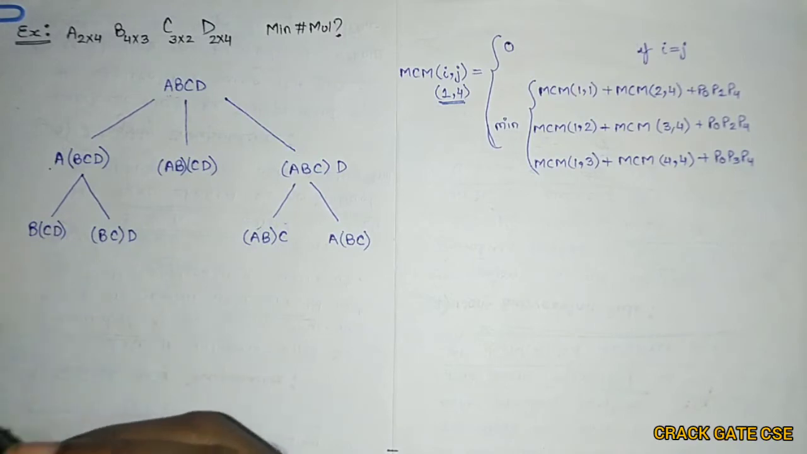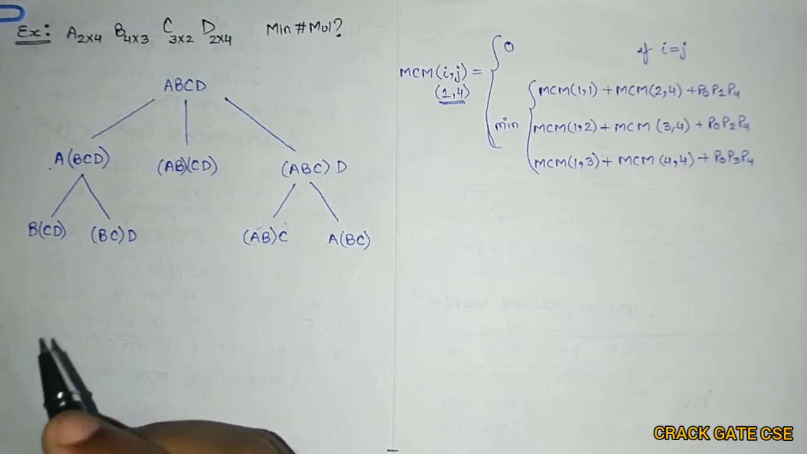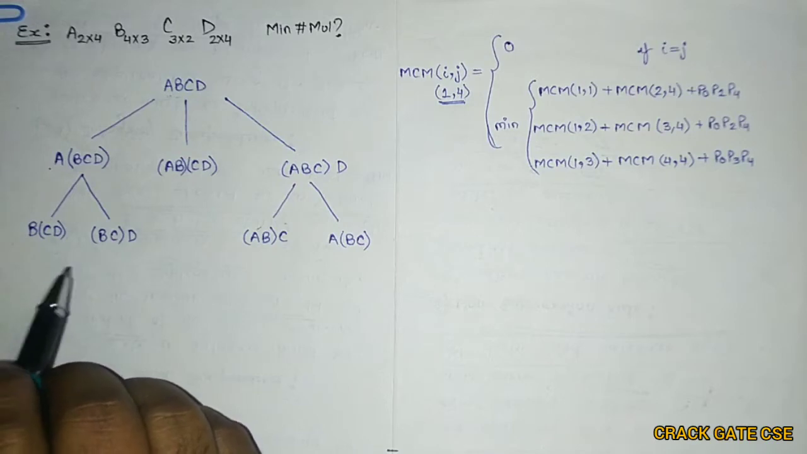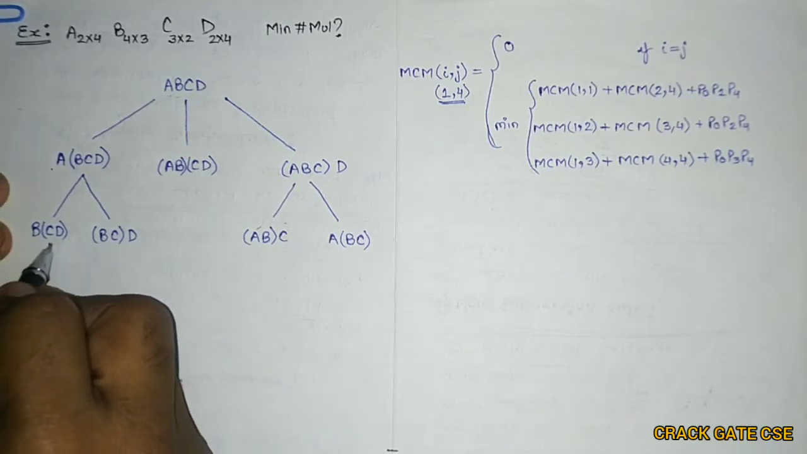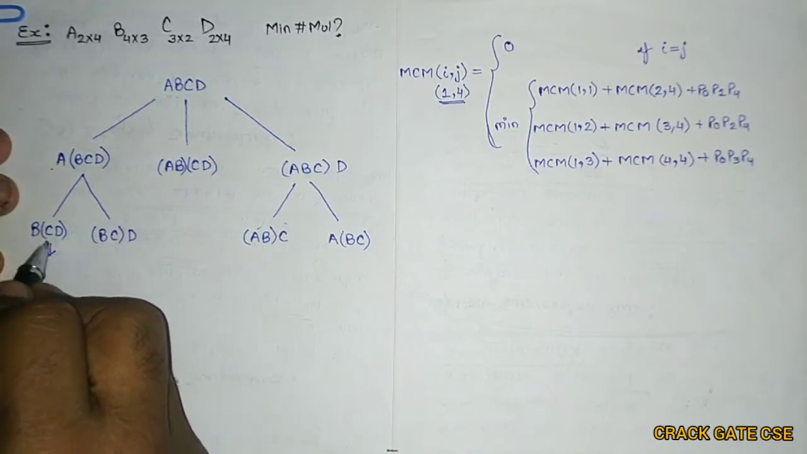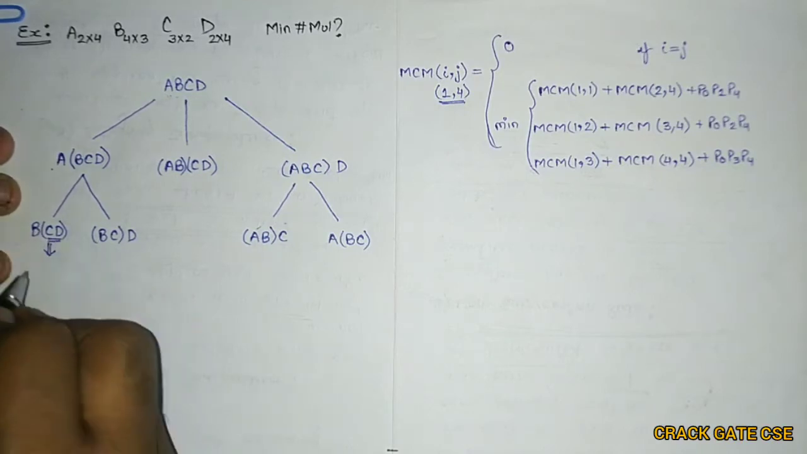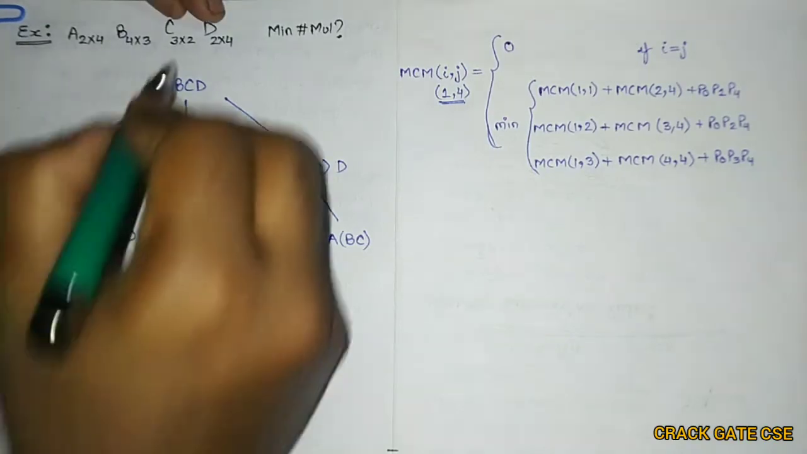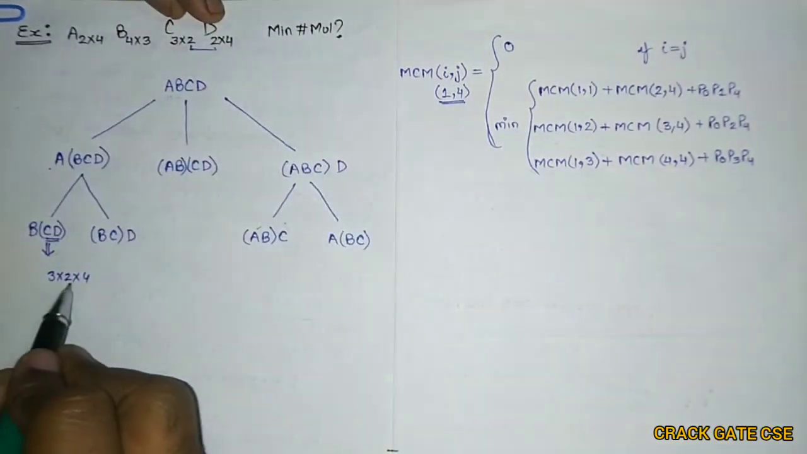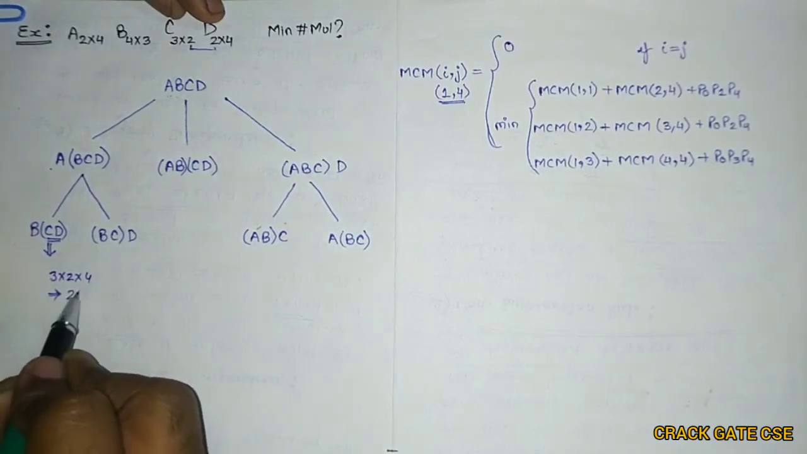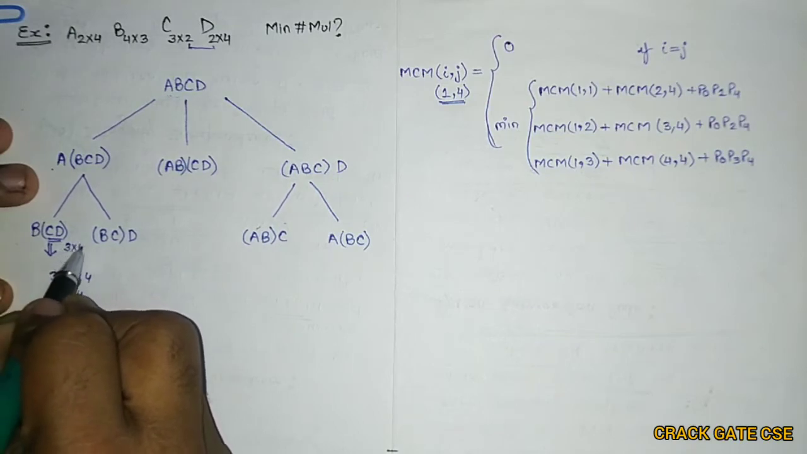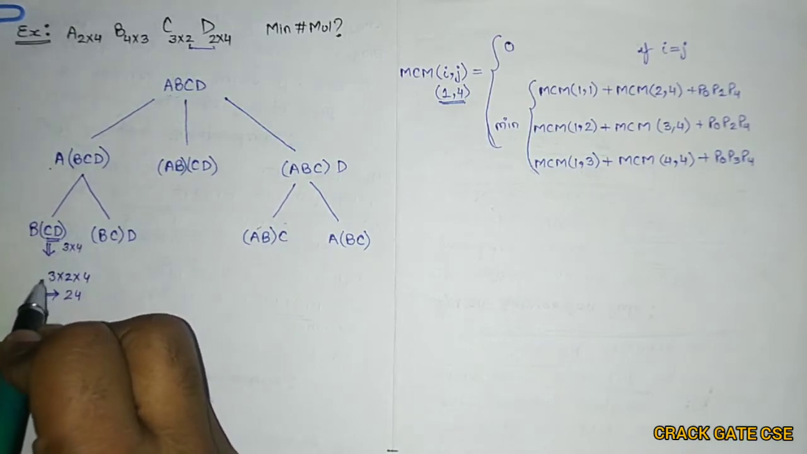So now we have to start from the bottom. We have to use the bottom-up approach. So we will start solving from the bottom and then head towards the top. First of all, I am taking this BCD. Here I need to find out first for CD. For CD I will require 3 into 2 into 4 because this is compatible. So 3 into 2 into 4 is equal to 24. Now the dimension for CD is 3 by 4.